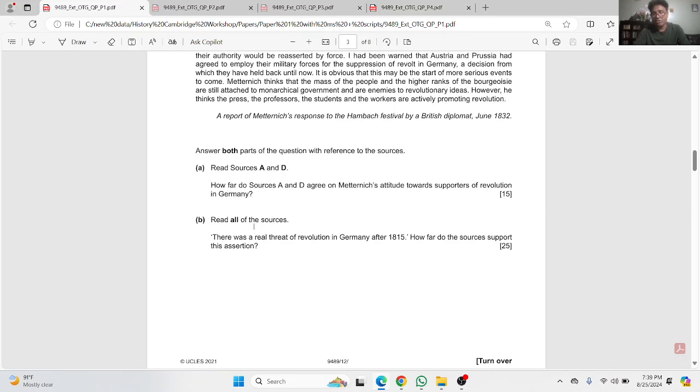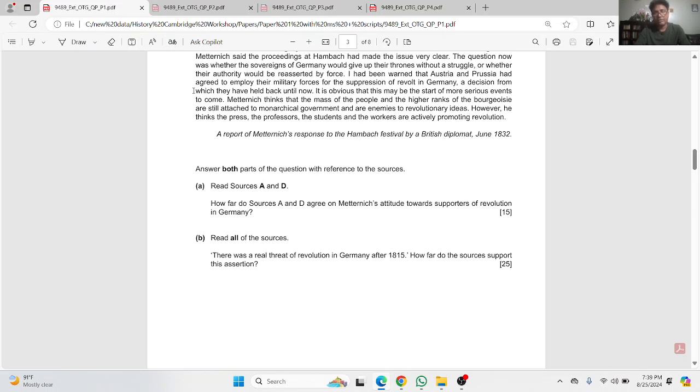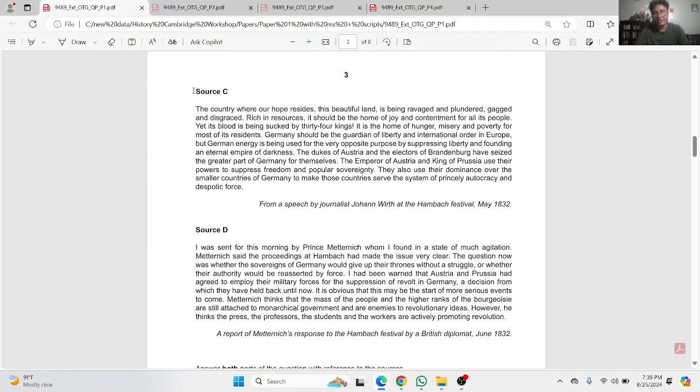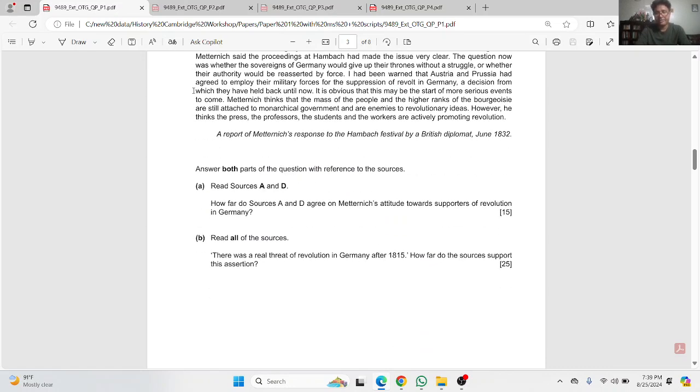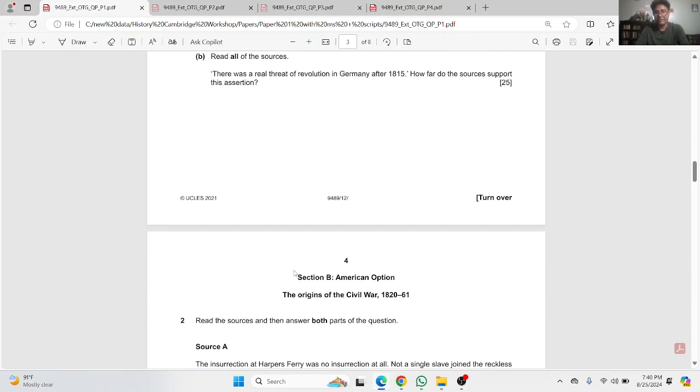Part B is read all the sources. This means you have to read all these sources, A, B, C, D, and here is a statement. The statement is, there was a real threat of revolution in Germany after 1815. How far do the sources support this assertion? So you have to highlight to what extent these sources support this view, and to what extent they don't. And in the end you have to make an evaluation. That means you have to engage not only the information from the sources but also the knowledge that you have acquired from the Cambridge book.